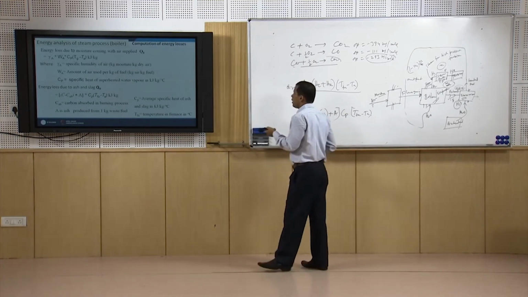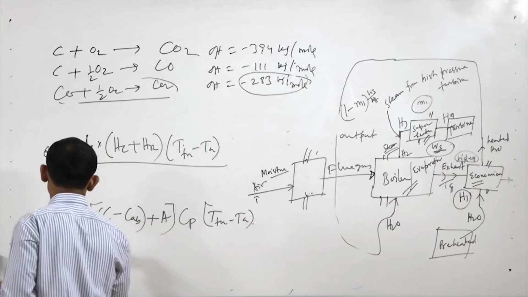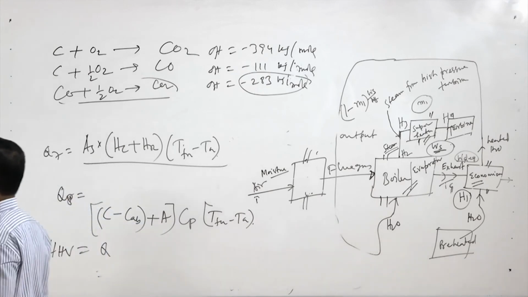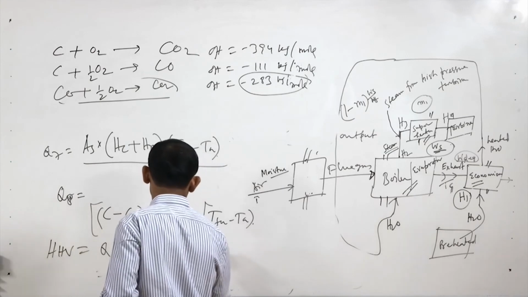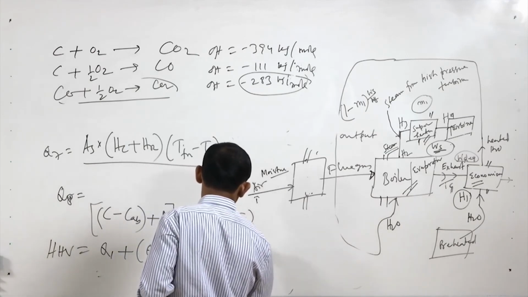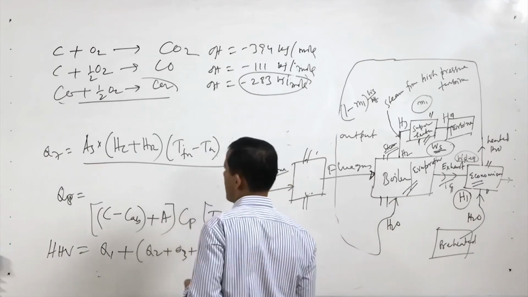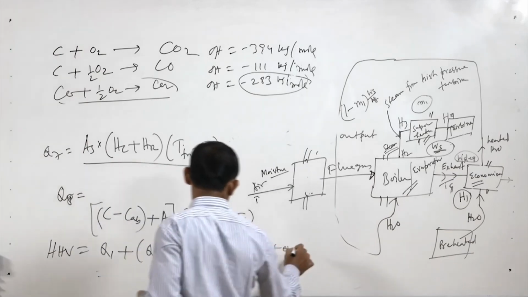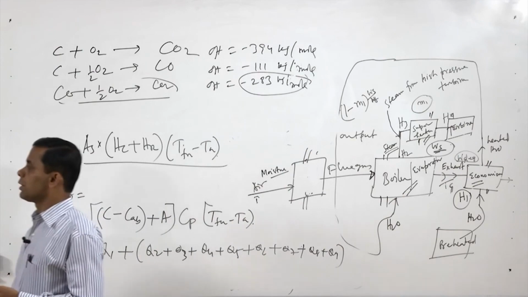So now we have got almost all the losses. So we can get HHV, that is equal to Q1, which we have got, that is the useful energy, plus the losses. Losses mean the sum of Q2, Q3, Q4, Q5, Q6, Q7, and Q8 and Q9. So this is the HHV equation.